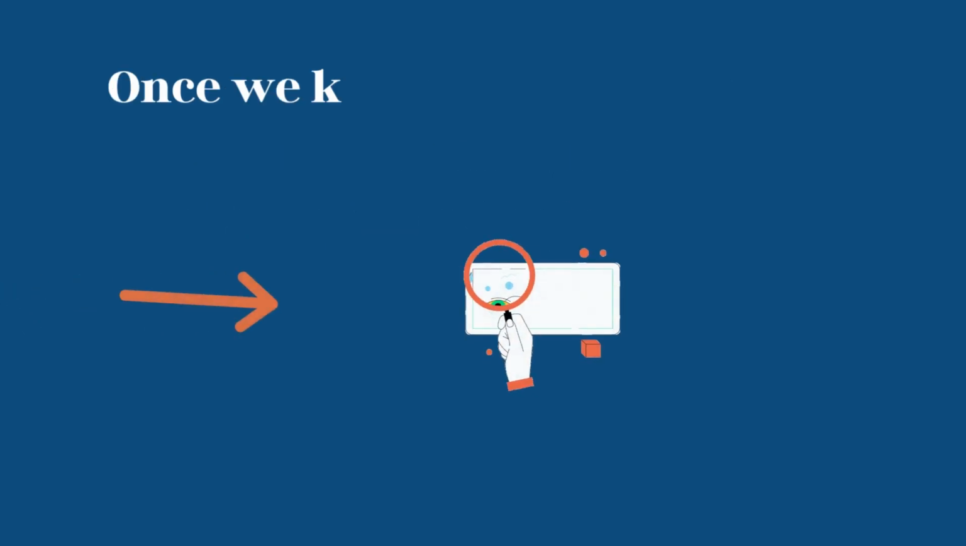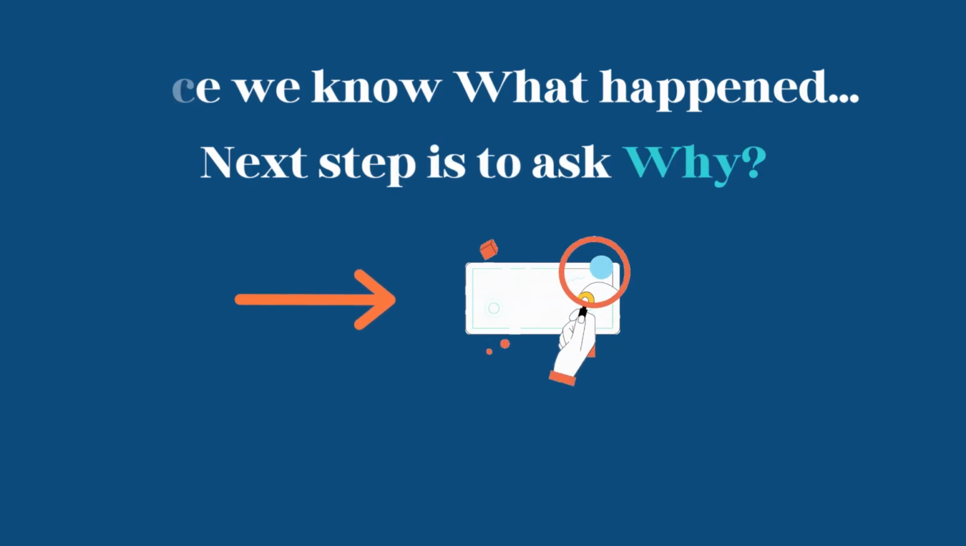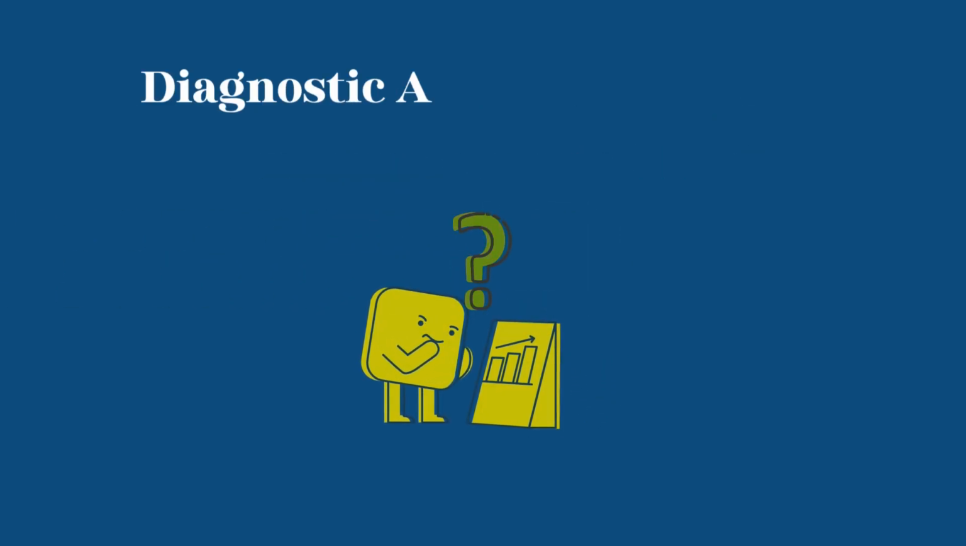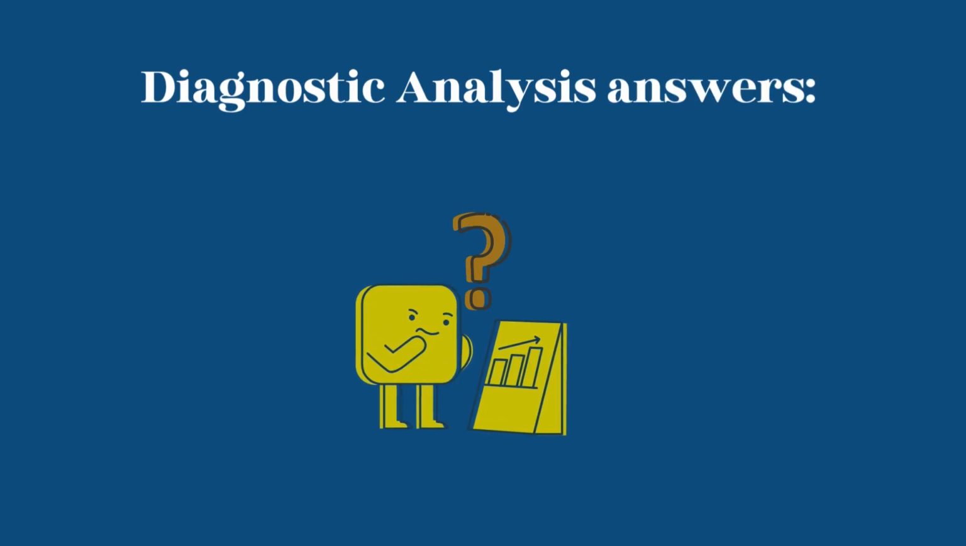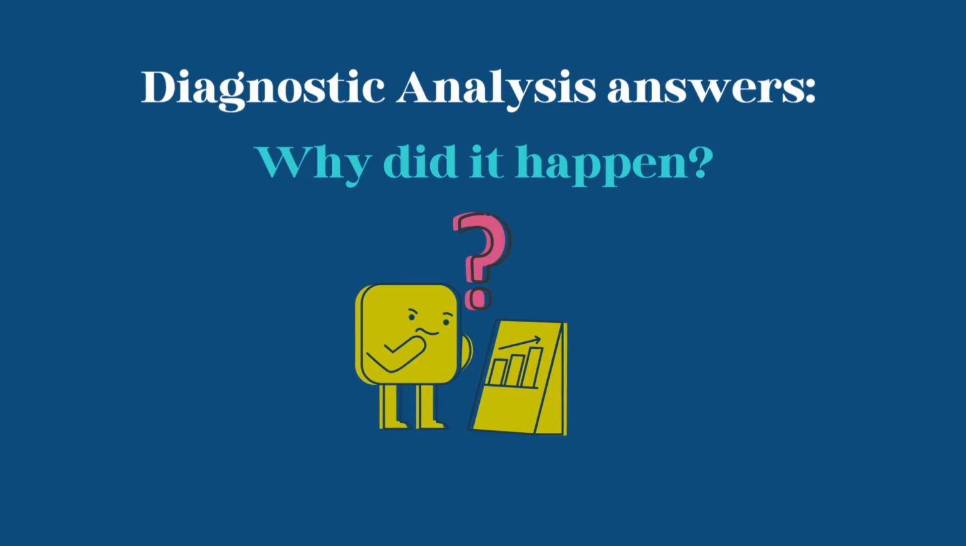Now that we know what happened, the next logical question is why did it happen? This brings us to the second type of analysis, diagnostic analysis. It's all about digging deeper to uncover causes, relationships, and patterns that explain the why behind the numbers. While descriptive analysis gives you a summary of past events, diagnostic analysis focuses on finding the reason behind them. It is the difference between reading a report and actually investigating the story behind it.